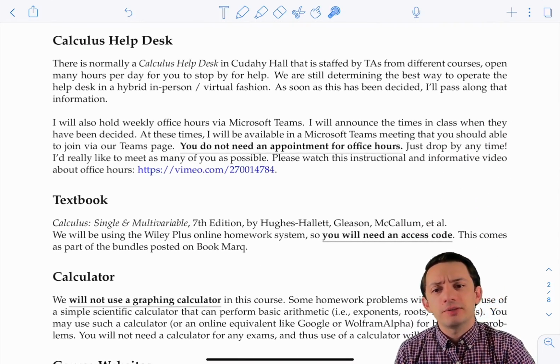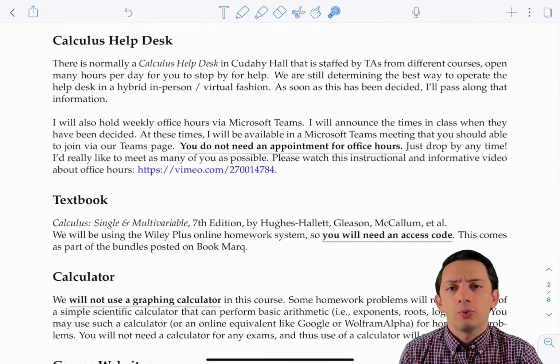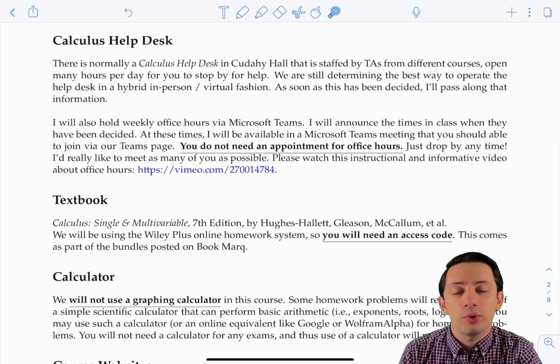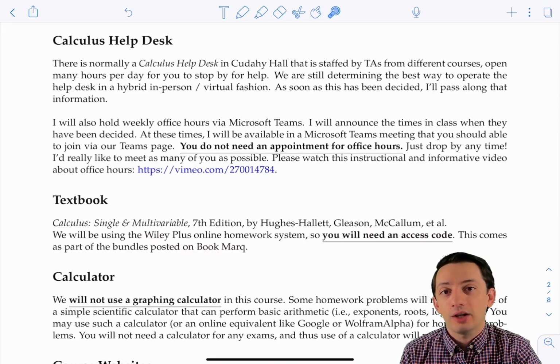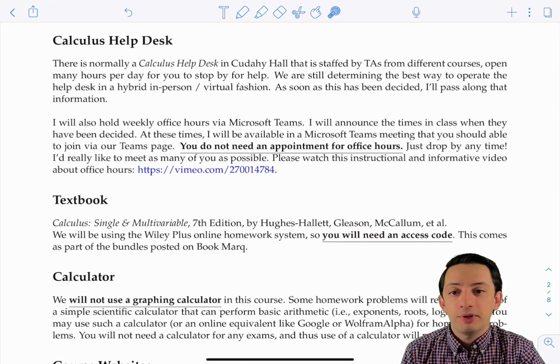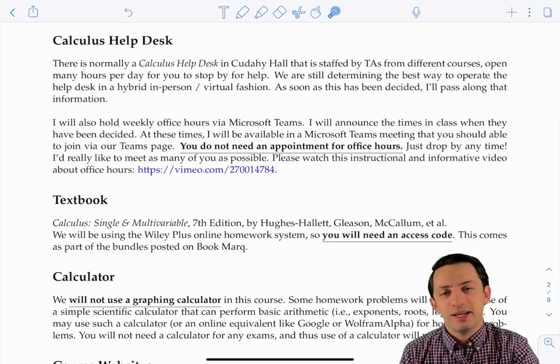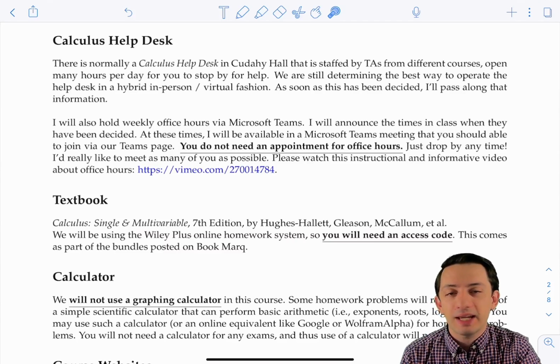Now, the help desk, I talked about this a little bit already. We're figuring out if we can have an in-person part to it, and if so, where it will be. And we will almost certainly have a virtual part as well. So I'll let you know when we have that figured out. But between the calculus help desk and office hours, you'll have many, many hours a week where you can come to either me or your TAs to get help with the material.